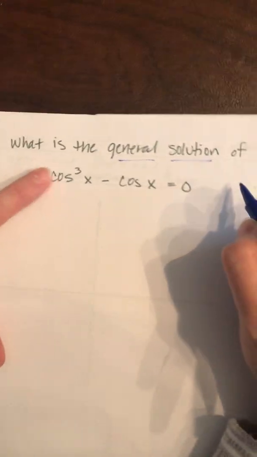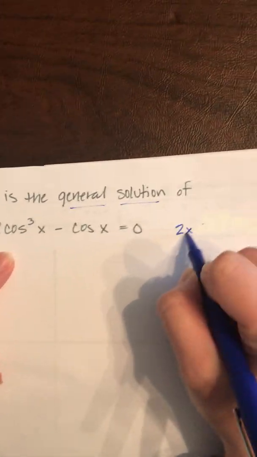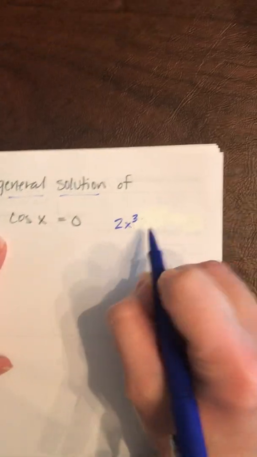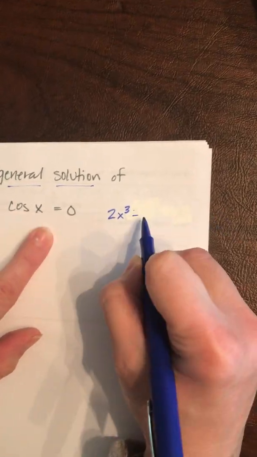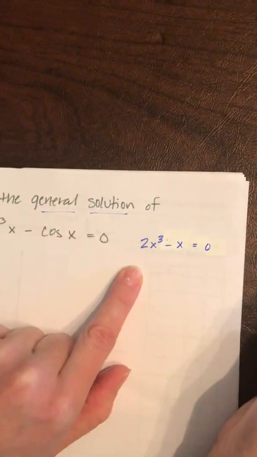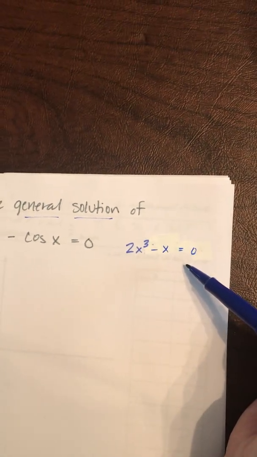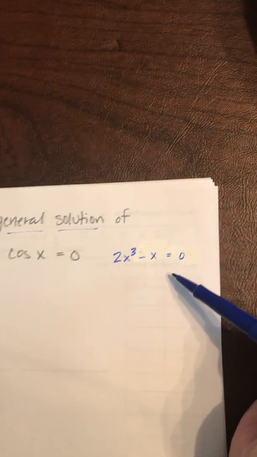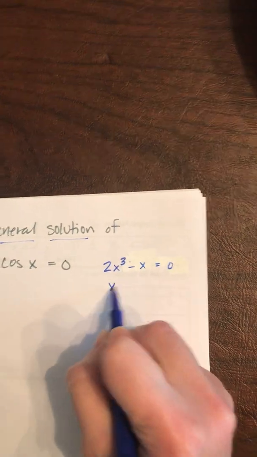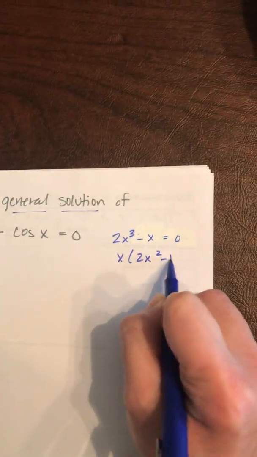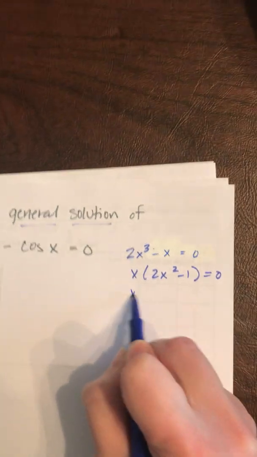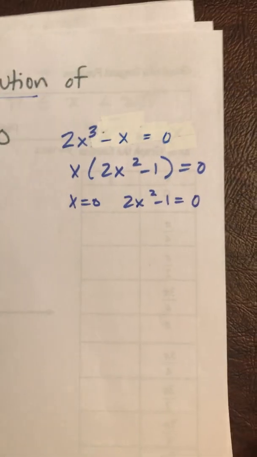Instead of saying 2 cosine cubed of x, I could just call this 2x cubed minus, and then instead of calling this cosine of x, I could just call this x. If I gave you this function and asked you to solve it, would you know what to do? Hopefully you would tell me you would factor out an x, and then you would set each of your factors equal to 0 and solve.